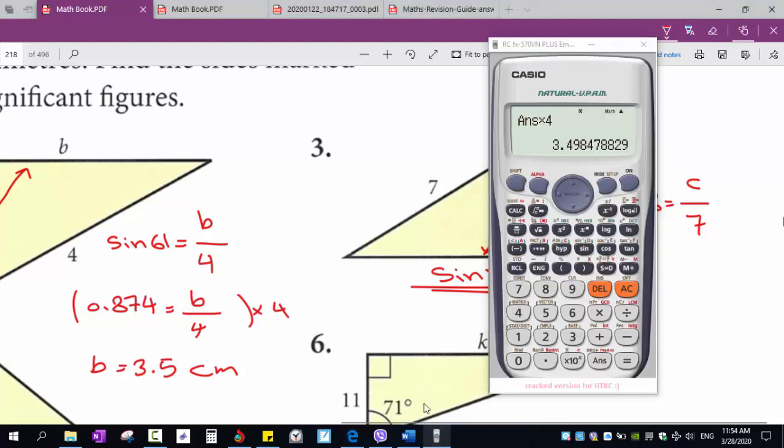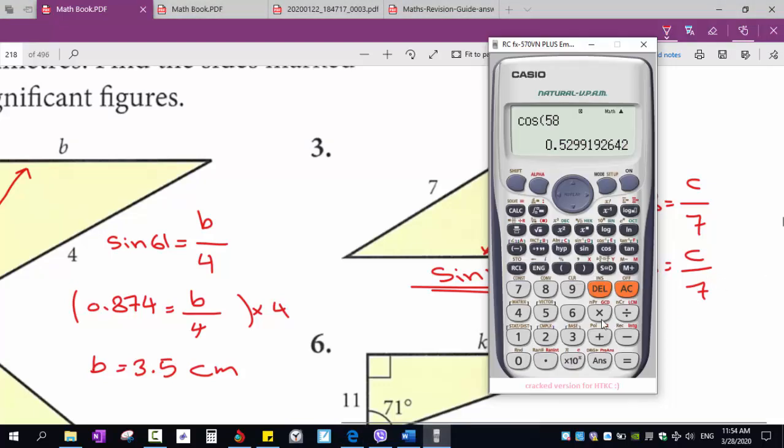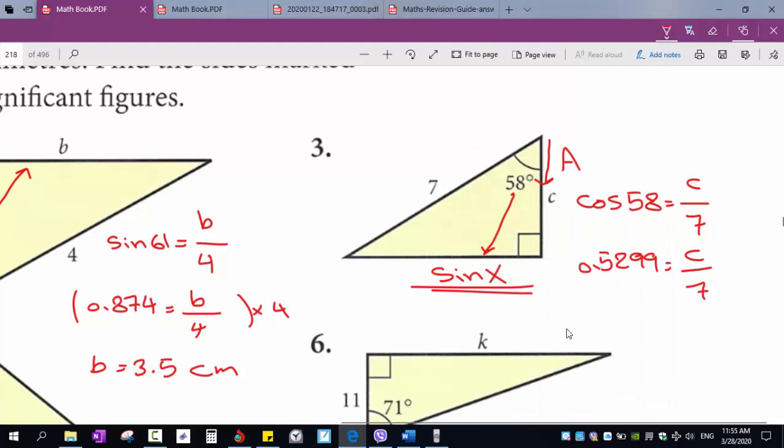Now cosine of 58 is equal to 0.52991. Then 0.5299 is equal to c over 7. How can we get rid of the 7? Multiply both sides by 7. You see this answer times 7 is equal to 3.70. To 3 significant figures, it will be 3.71. So c is 3.71 centimeters long.